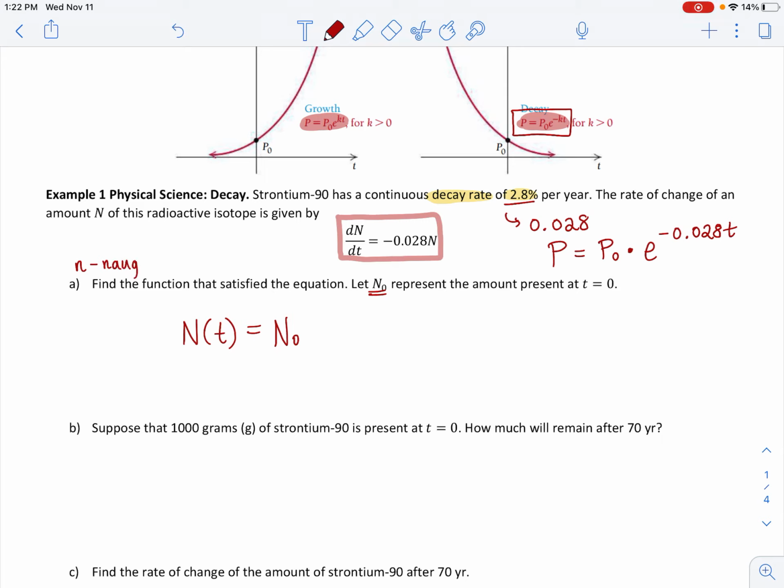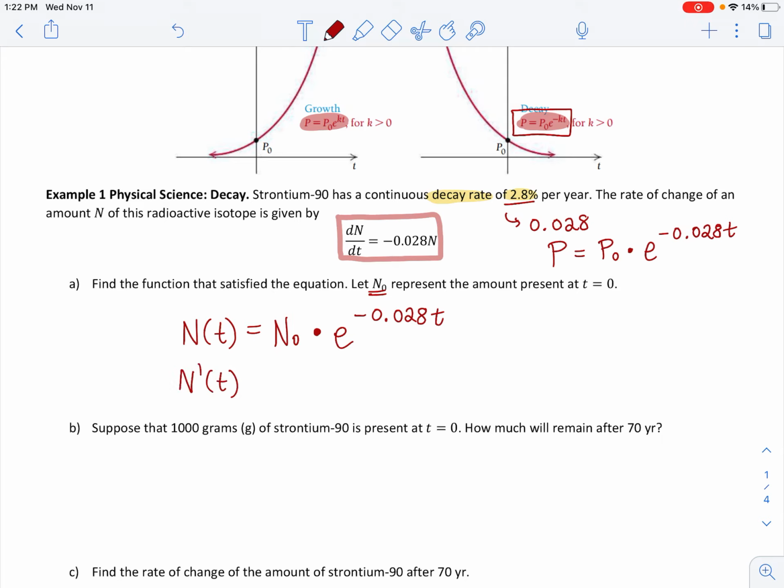Okay, I'm reading it as n naught. N sub 0 is also a way for you to read it, but n naught is how I read it. N naught times e raised to the r times t power, right? Where r is the exponential decay. It's decay, so go ahead and write down 0.028, but to make sure that is a negative, times t.